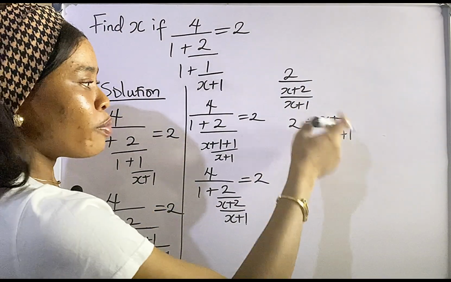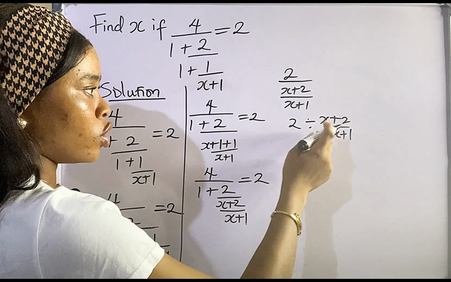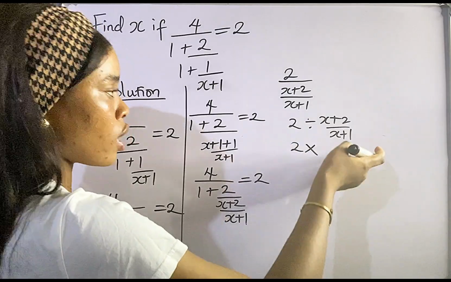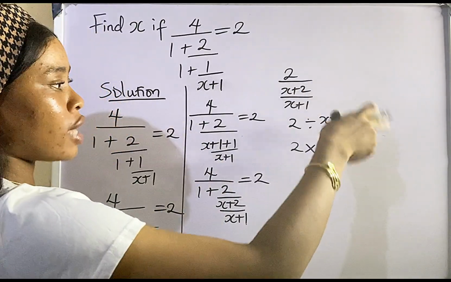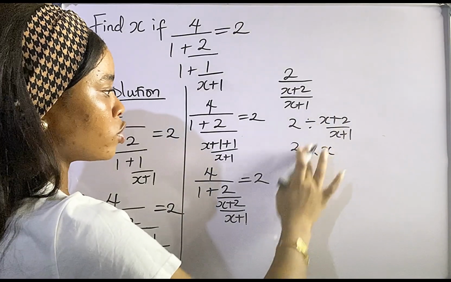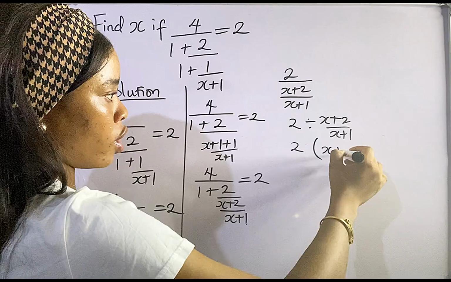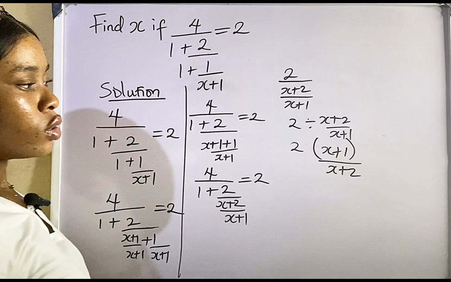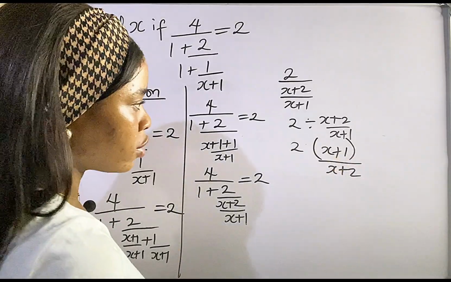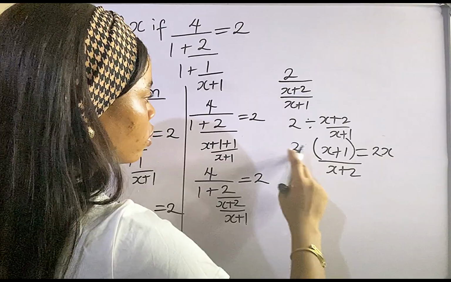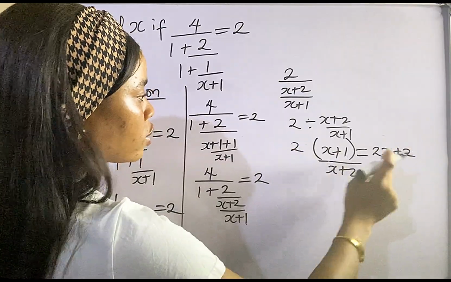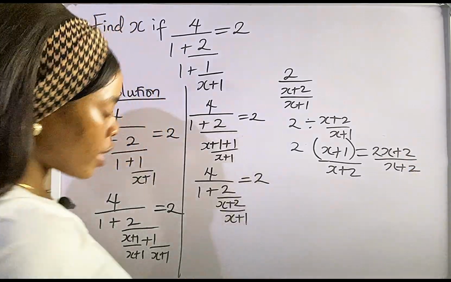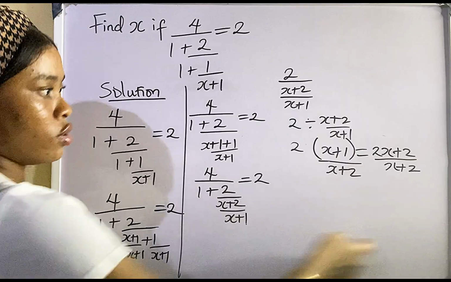Now remember, when you are dividing two fractions, the division sign becomes a multiplication sign. So it becomes 2 times, and then we take the inverse of the right hand side fraction. So this becomes, using brackets here, x plus 1 all over x plus 2. So what do we do here? We multiply through. 2 times x is 2x, 2 times 1 is 2, over x plus 2. So we can see that we have been able to resolve this to this.